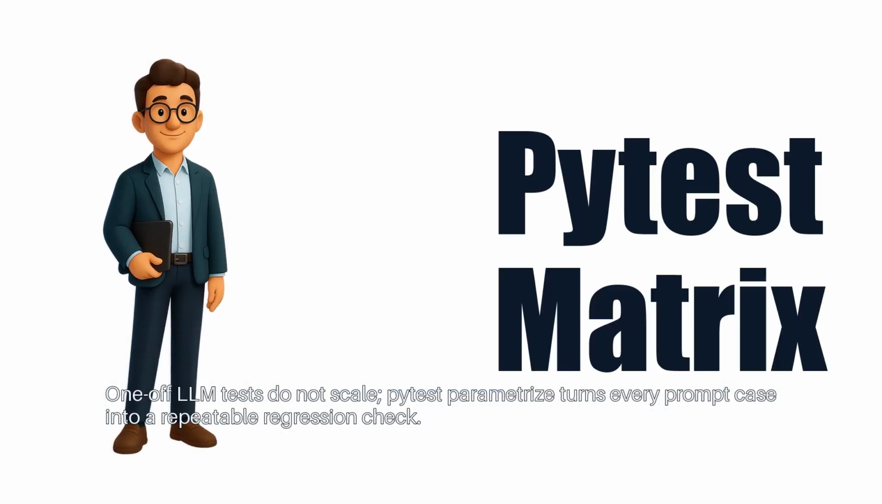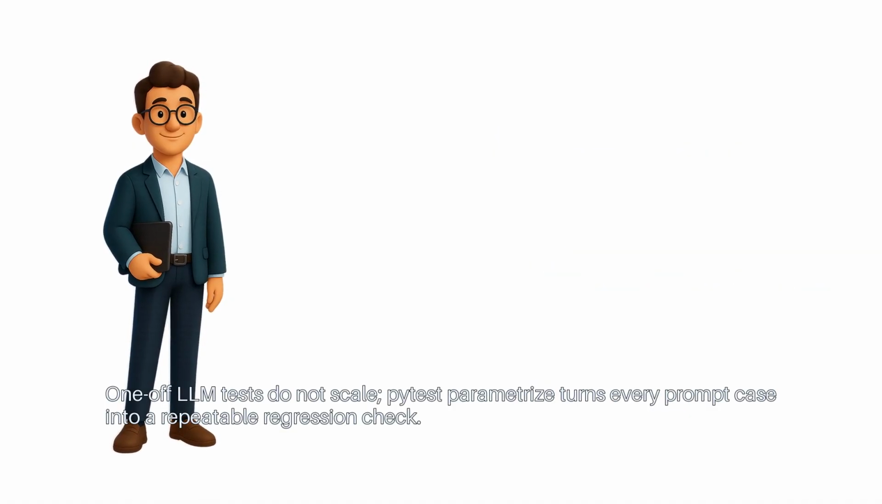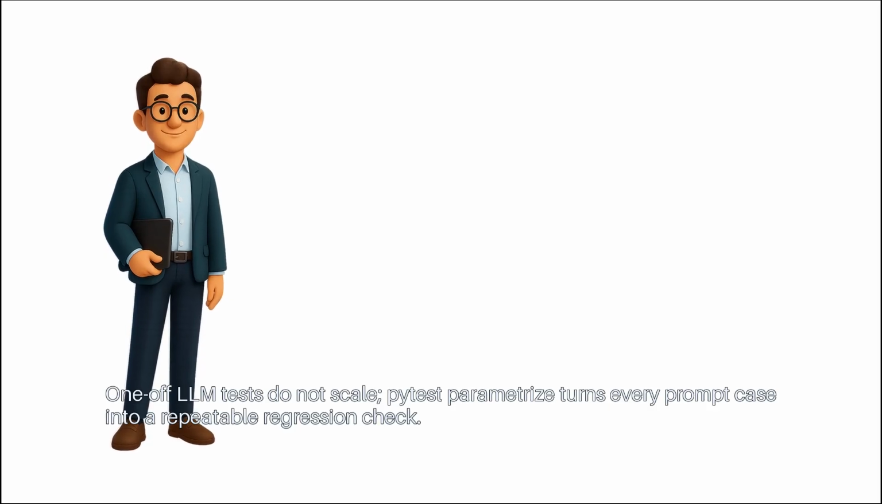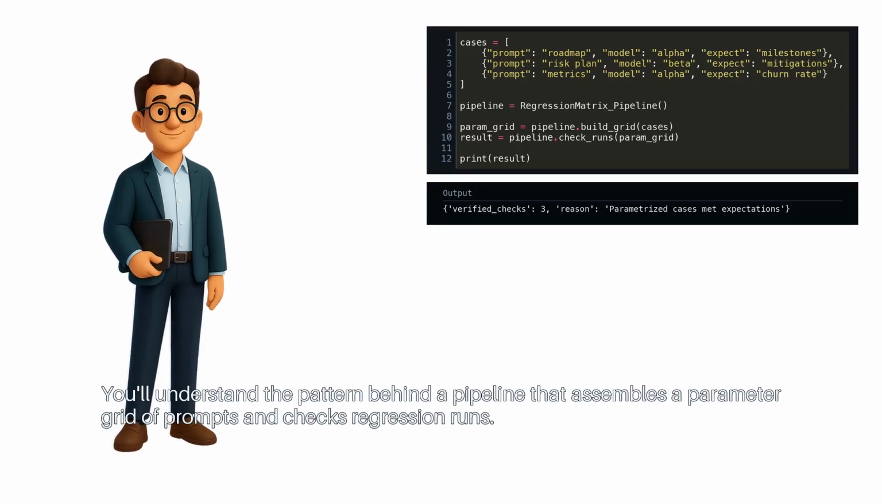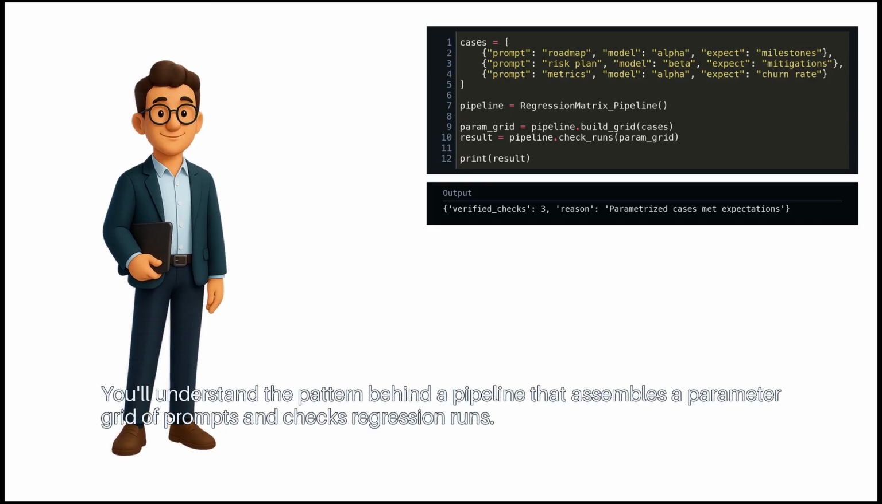One-off LLM tests do not scale. Pytest.mark.parametrize turns every prompt case into a repeatable regression check. You'll understand the pattern behind a pipeline that assembles a parameter grid of prompts and checks regression runs.